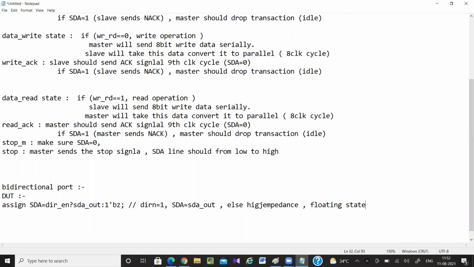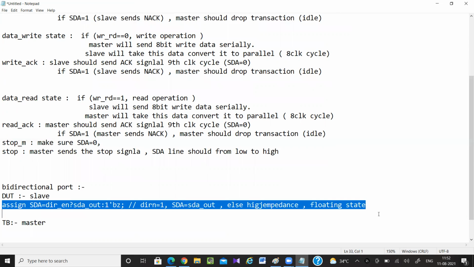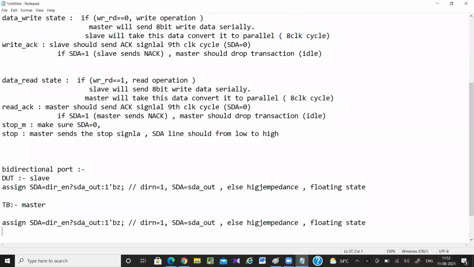So in the test bench, what should I write? See, it is like DUT and test bench, or master and slave. You can take DUT as your slave and test bench as your master. So in the master, opposite things should happen. When direction enable is equal to 0, then data should go out.